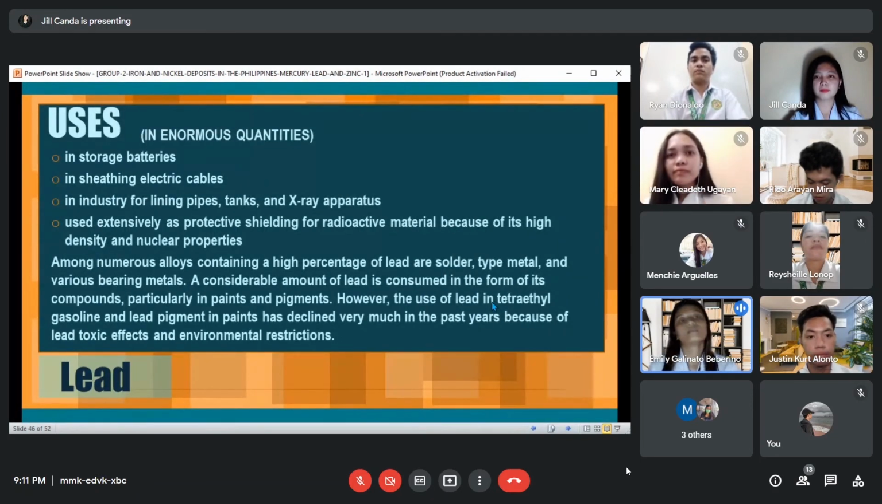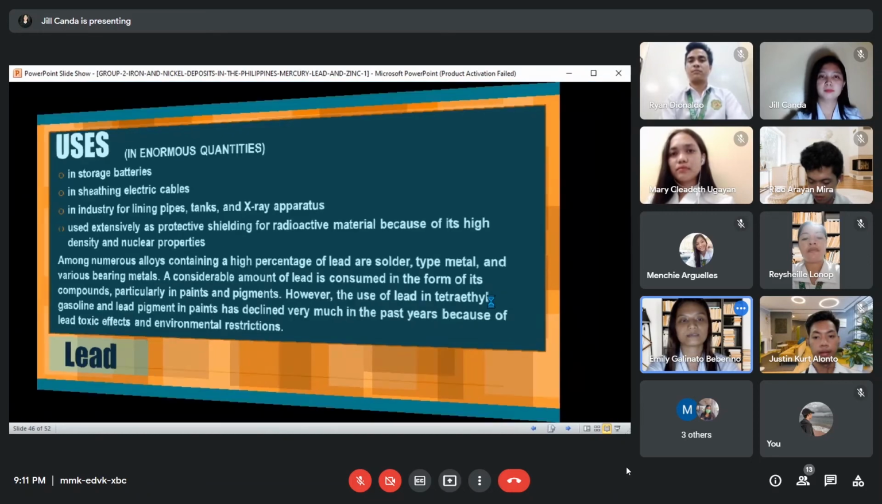Then the uses of lead. It is used in storage batteries, in sheeting electric cables, in the industry for lining pipes, tanks, and exhaust apparatus, and also used extensively as protective shielding for radioactive material because of its high density and nuclear properties.